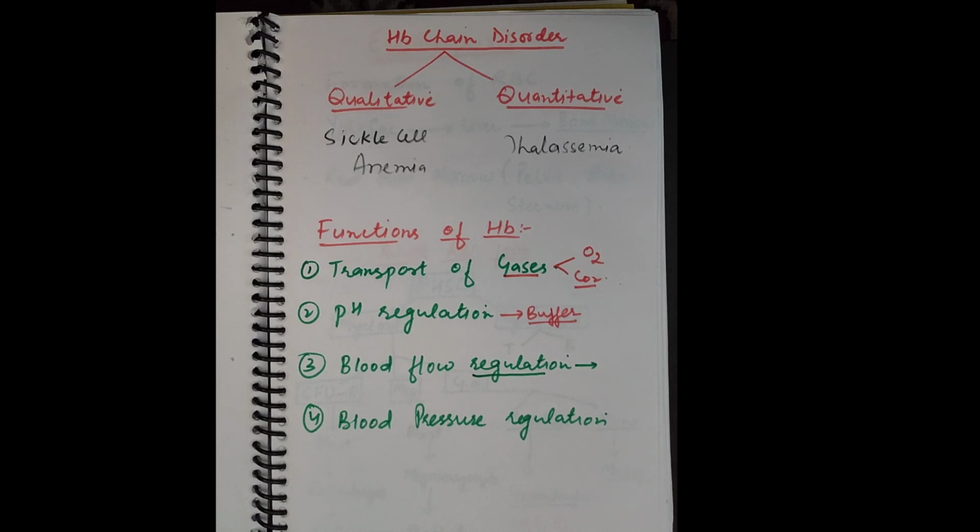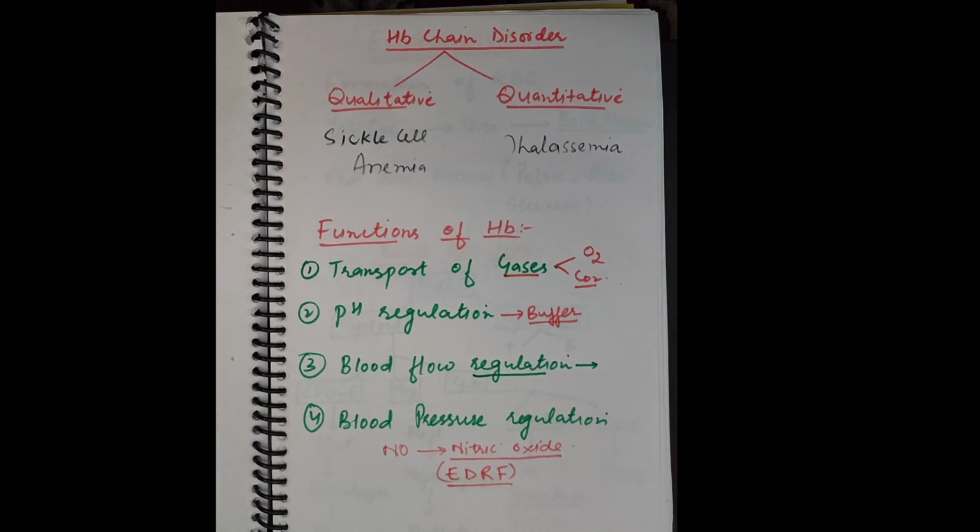It also regulates the blood pressure because it is involved in the formation as well as the destruction of a molecule known as nitric oxide, NO. Nitric oxide is also known as endothelium derived relaxing factor, EDRF. This nitric oxide is helpful in dilating the blood vessels. Hemoglobin can form it, hemoglobin can destroy it. So it helps in the dilation of the blood vessels, and when it dilates the blood vessels, it plays a role in blood pressure regulation.